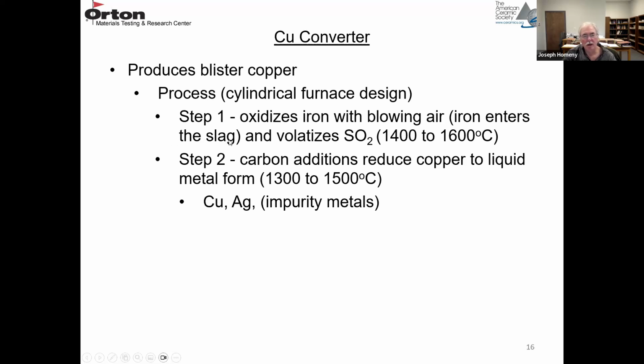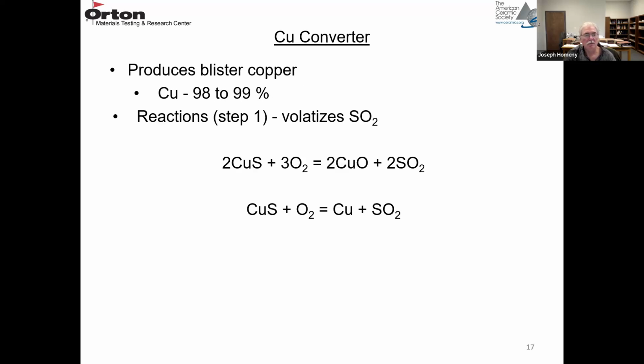So the iron enters the slag as an oxide, and you produce a gas, SO2. And that takes place around 1400 to 1600 C. And the second step, you add carbon. The carbon reduces the copper to liquid metal, liquid copper, and that takes place at 1300 to 1500 degrees C. So you're going to end up with a copper metal, and silver may be an impurity at that point. You may have other impurities present also. So now the copper content in this copper blister is up to 98 to 99%.